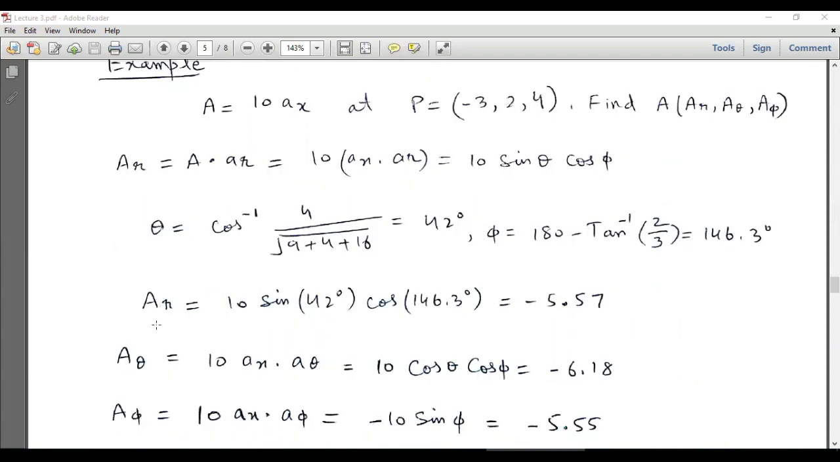Similarly, we can also calculate A theta, which is 10 AX dot A theta, and it is equal to 10 cos theta cos phi.